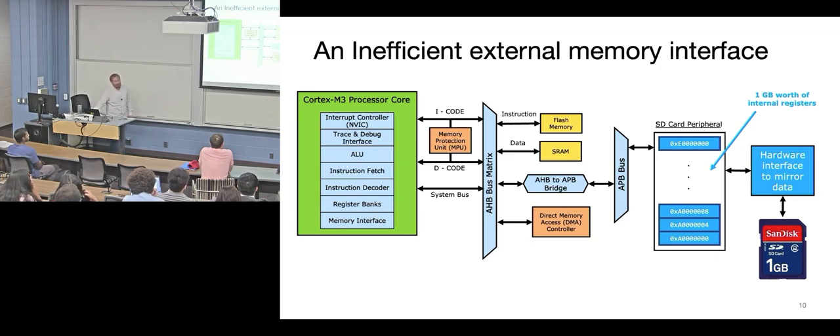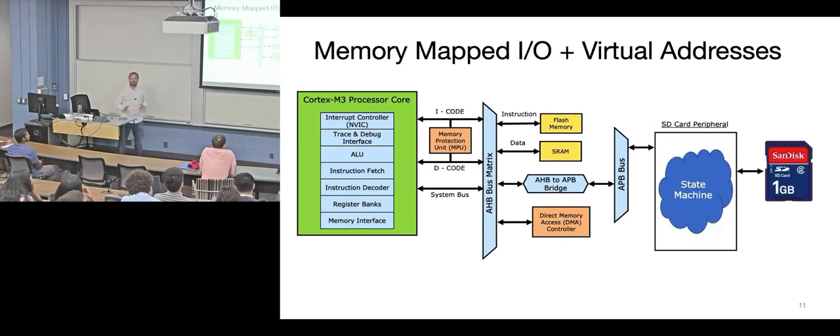No worries. So it just would not make sense to have a gigabyte's worth of memory locations that then get mirrored over to an off-device. It's just not effective. So what they do instead is effectively, there's a little state machine. The little state machine is in here, and it says, oh, the core has put some data into a memory address range which I'm responsible for.